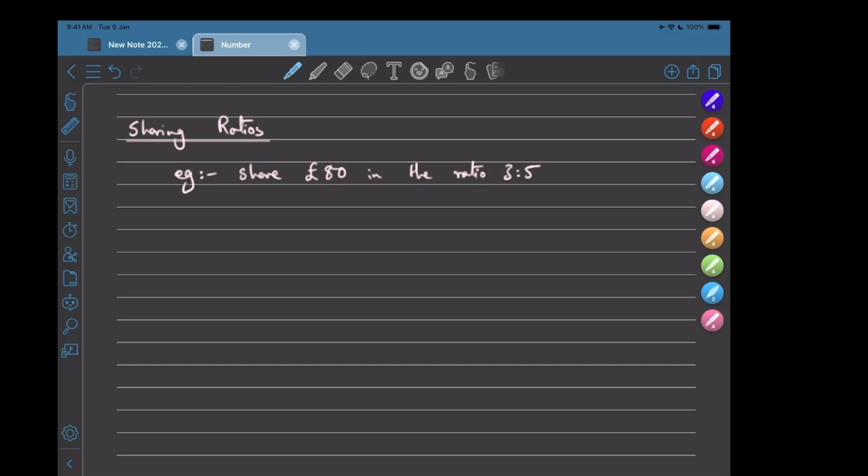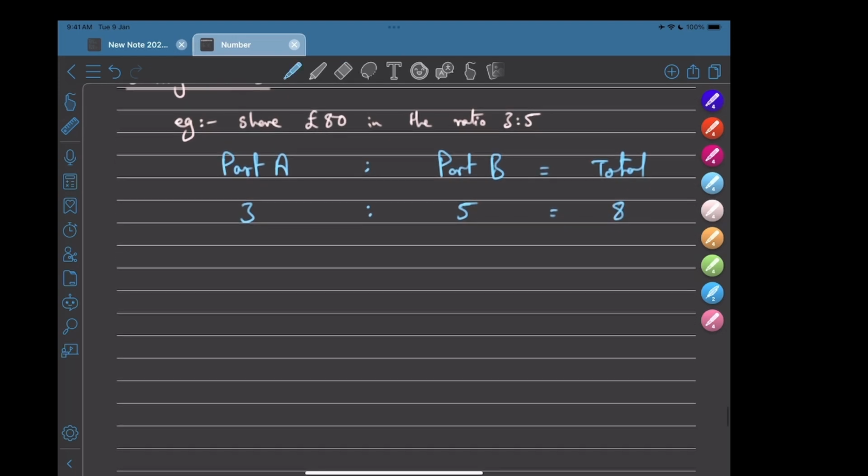So now let's say ratio part A is to part B, and then we have the total. So part A must have ratio number 3. It doesn't matter where it goes. You can write 5 first as well, no problem. And then the total is the total of both the ratios, which is going to be 8. And then we write the value that we are putting in proportion, which is 80. In this case, 80 is the total value.